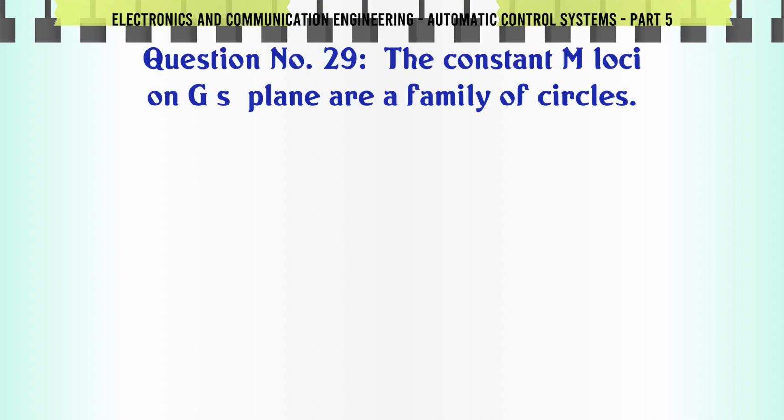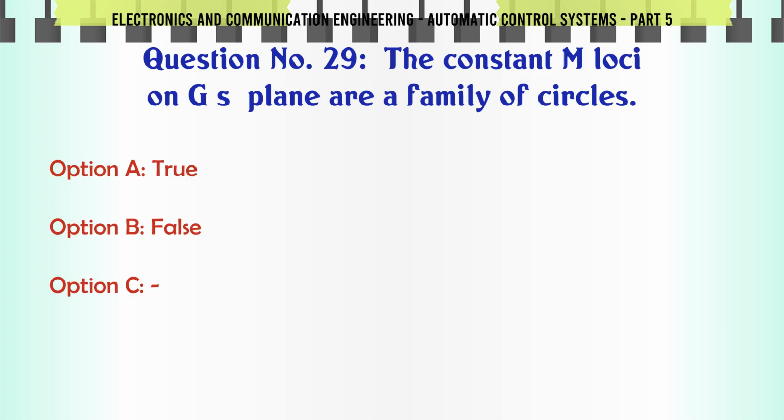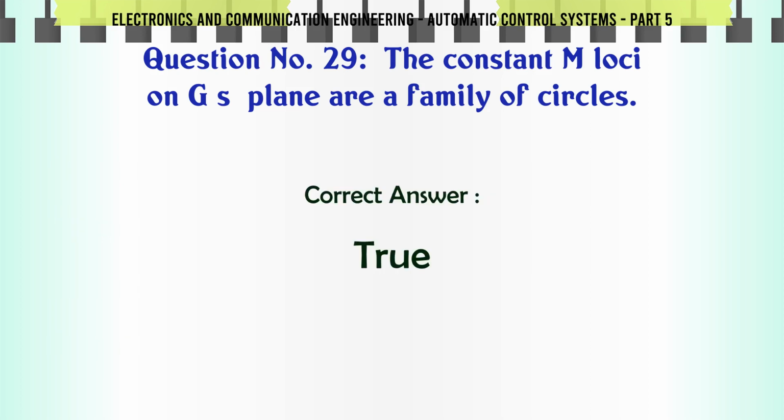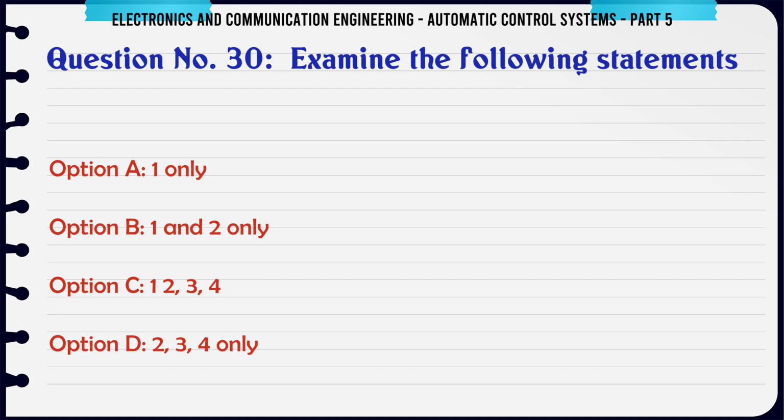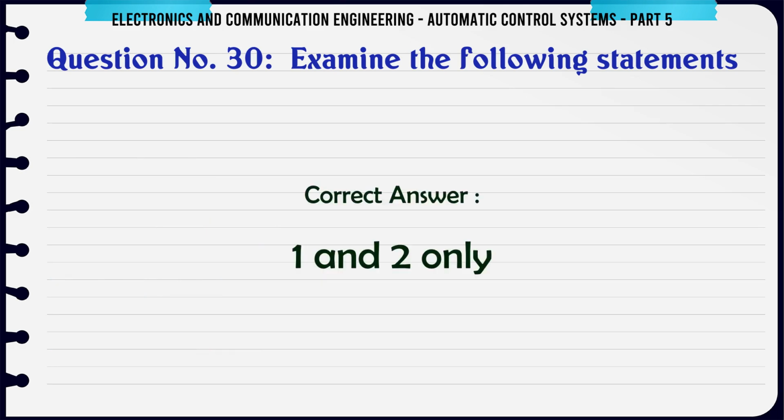The constant M loci on G(s) plane are a family of circles. A. True, B. False. The correct answer is true. Examine the following statements. A. 1 only, B. 1 and 2 only, C. 1, 2, 3, 4, D. 2, 3, 4 only. The correct answer is 1 and 2 only.